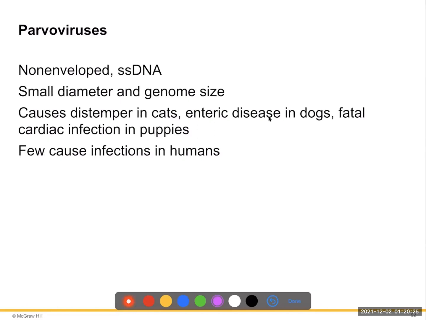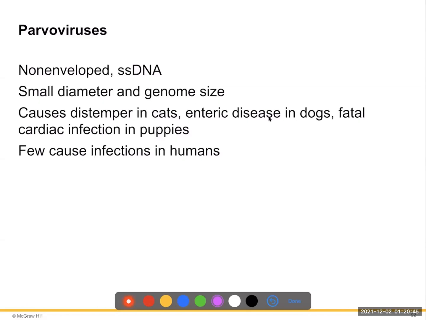Okay. The parvoviruses, if you've ever had a puppy or a little dog, they're not supposed to take it out for the first, I want to say 7 weeks, 8 weeks, 9 weeks, because the parvovirus affects dogs. Not very common in people. They're not very virulent in people.